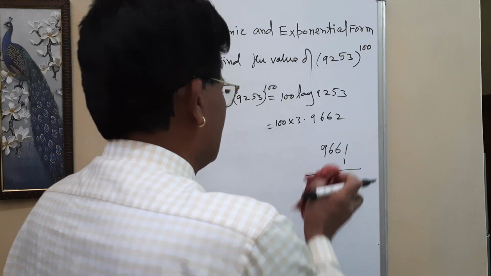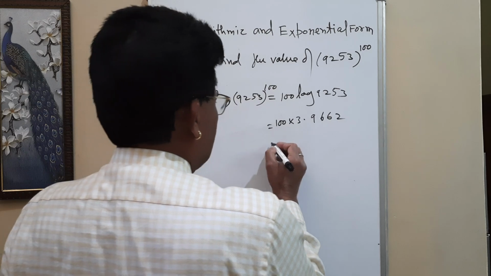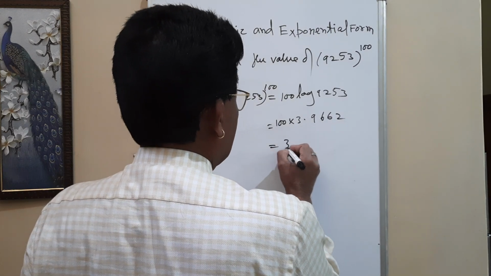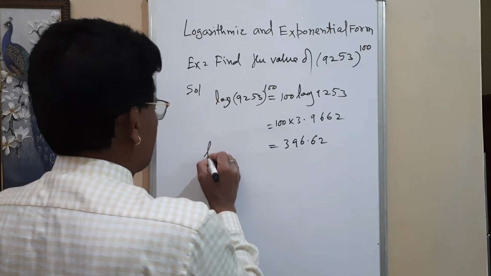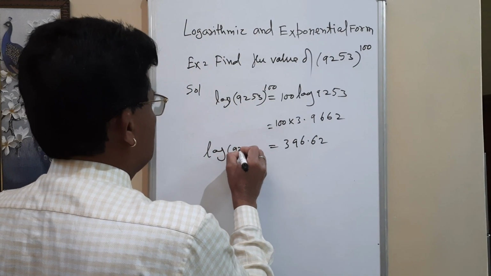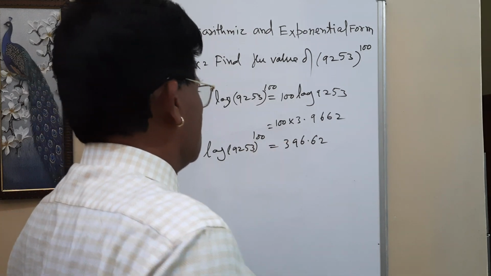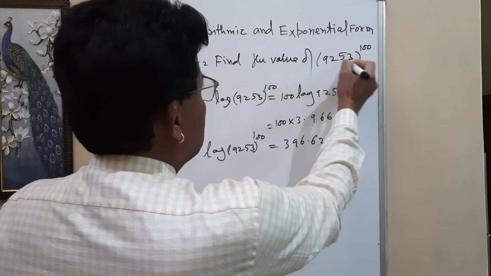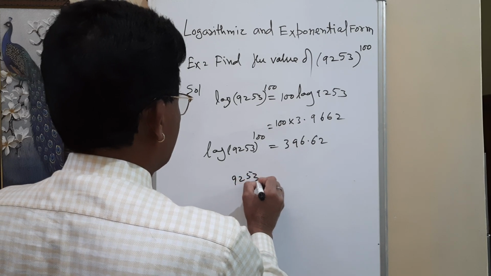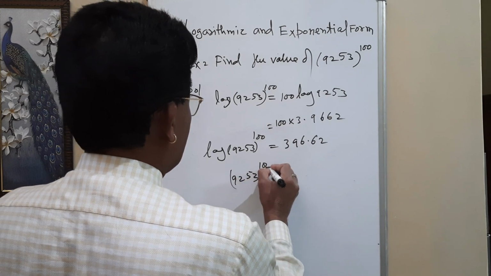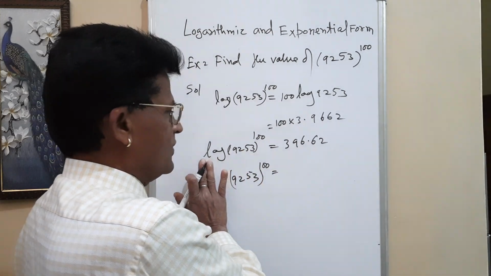Then you multiply by 100 with this one. Then decimal will move 2 steps: 396.62. This will be done. You see, log 9253 to the power 100. What a simple thing. Okay, because I want to find out its value, 9253 to the power 100. We want to get the value of it. Remove the log from the left side.